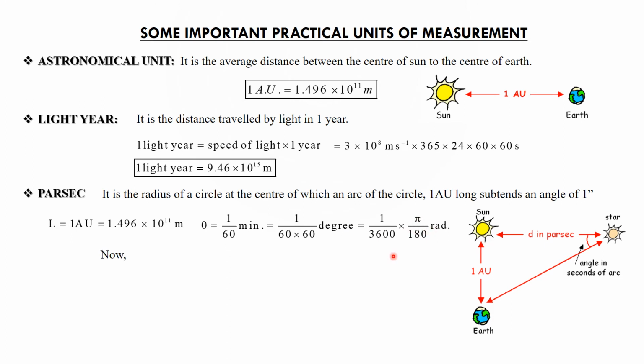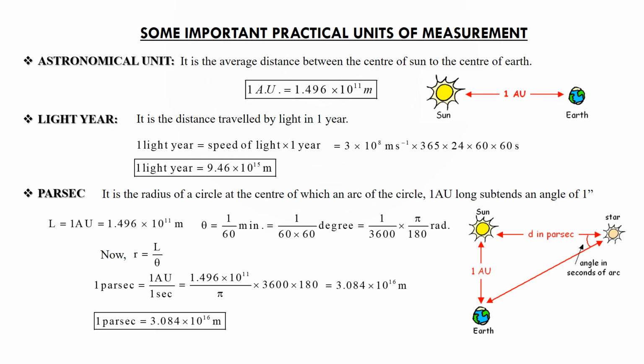Now we need to find 1 parsec. So r is equal to L by theta, because angle is equal to arc by radius. So radius is equal to arc by angle. So 1 parsec is equal to 1 astronomical unit by 1 second. We put all the values, and on solving we get 1 parsec is equal to 3.084 into 10 to the power of 16 meters.